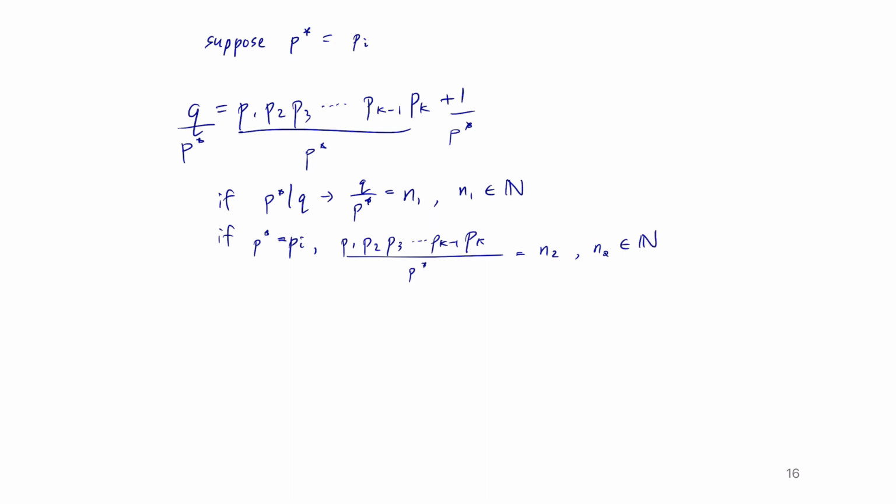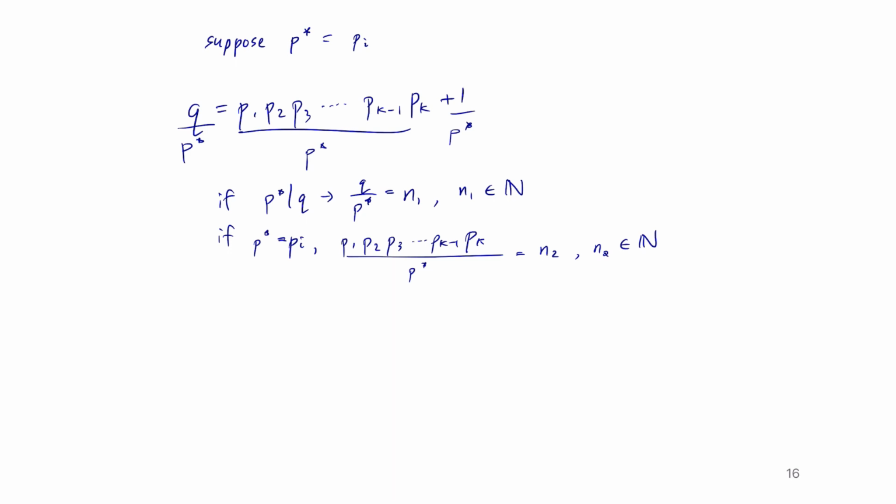Is that clear? Right? What I'm showing to you is that P star cannot be in that list. And essentially we're doing another mini proof by contradiction. Okay, so let's assume that P star is in this list, and that it divides Q. Well, if it divides Q, then Q divided by P star has to be an integer. And again, if it's in that list, this quotient right here will also be an integer, right?